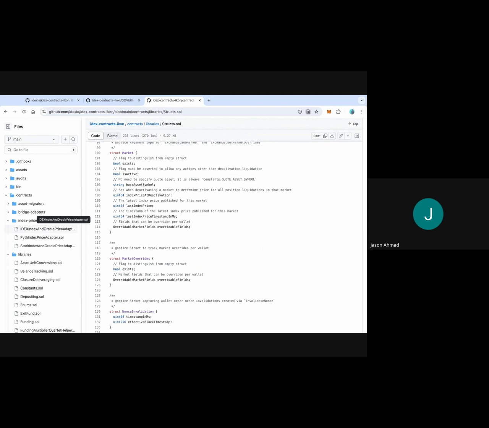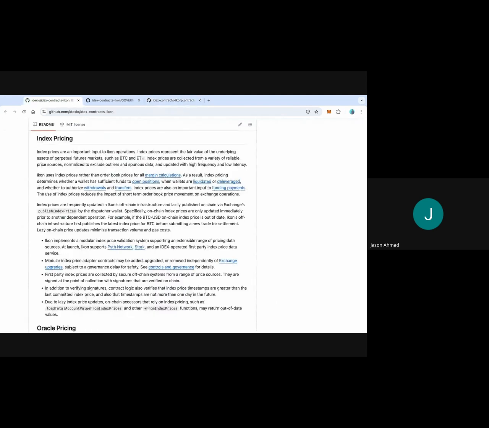So for example, if index prices are being updated off chain, yet no trade settlements are happening on the market, only the most recent index price will be updated by the dispatch wallet prior to any sort of subsequent settlement that happens on chain. And as a result, again, the contracts can self-evaluate whether wallets are in good standing or not, or whether the particular actions are valid or not.